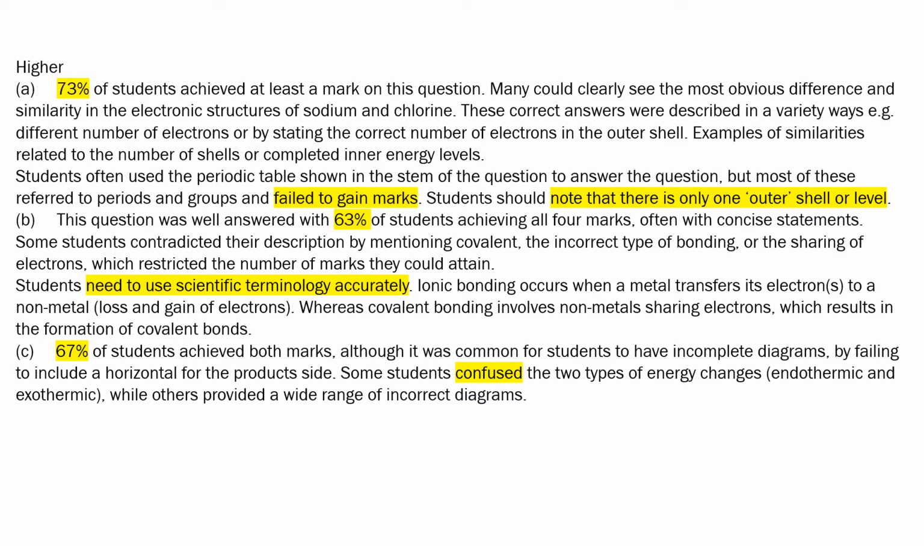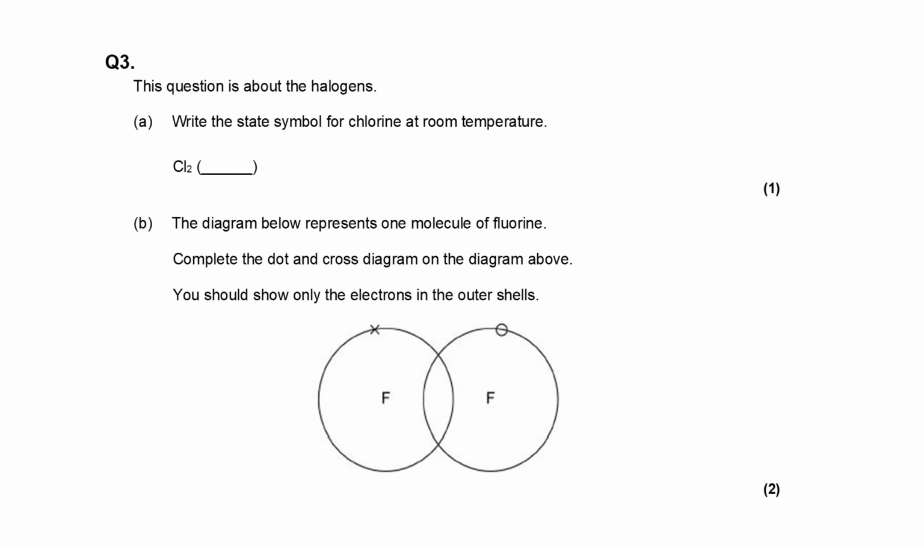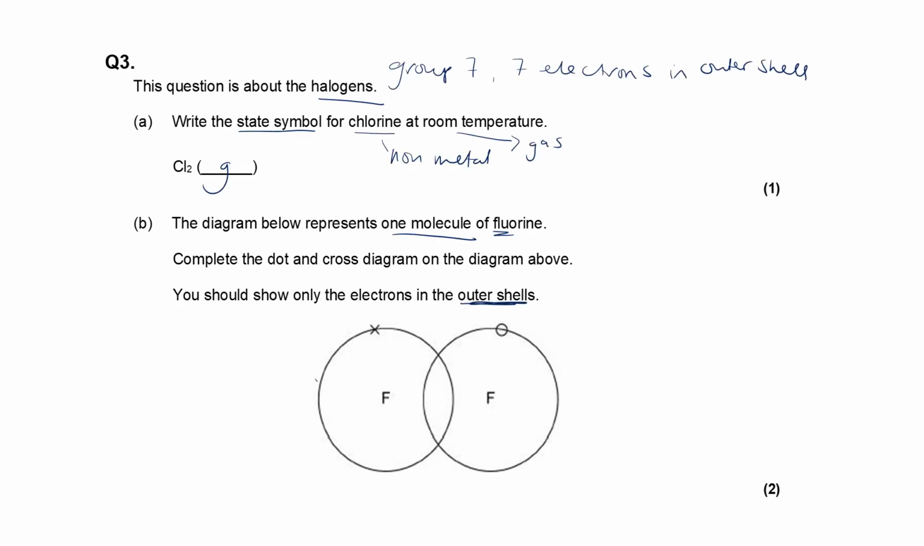Question 3. This question is about the halogens, so already straight away I'm thinking group 7, therefore they have 7 electrons in their outermost shell. Part A. Write the state symbol for chlorine at room temperature. I know chlorine is a non-metal, and it's a non-metal that's a gas at room temperature. So I write lowercase g.